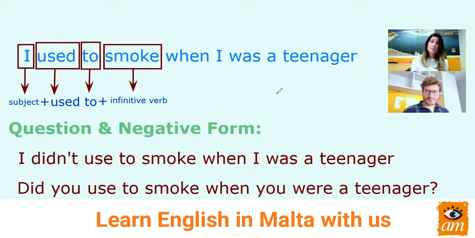Now, the great thing about this is that the form does not change depending on the subject. So I used to smoke when I was a teenager. She used to smoke when she was a teenager. We used to smoke, etc., etc. So that is an advantage.